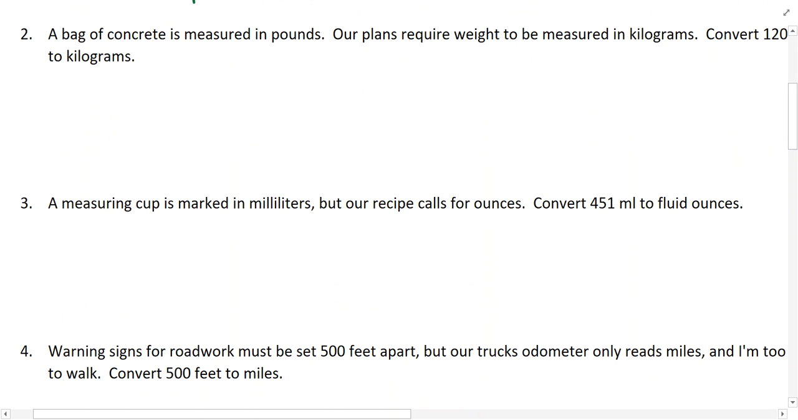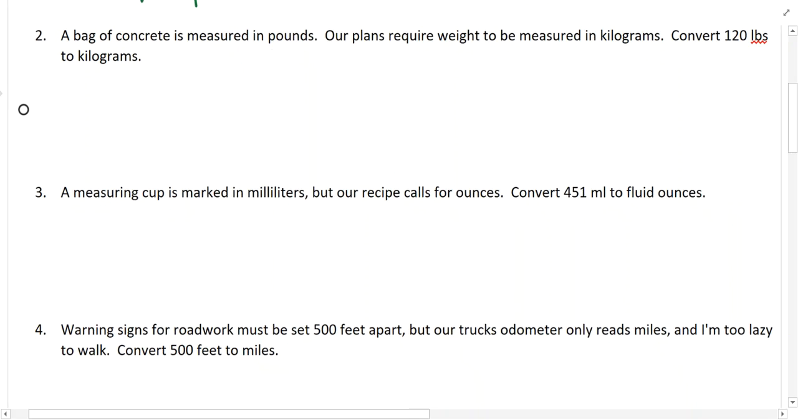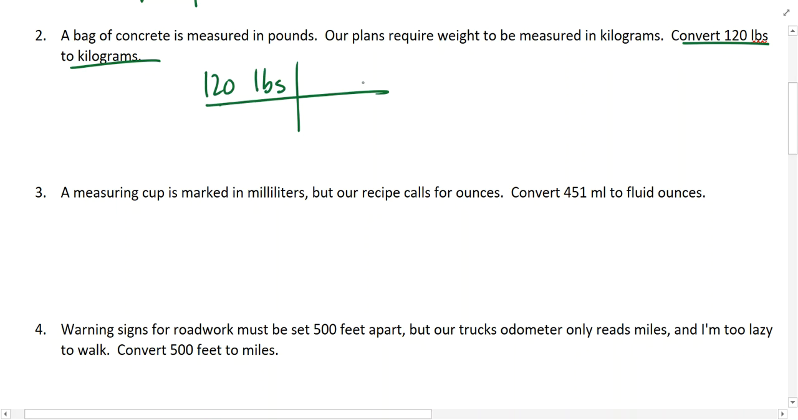In example number 2, a bag of concrete is measured in pounds, but our plans require the weight of the concrete to be measured in kilograms. So let's convert 120 pounds into kilograms. So again, I'm going to start with what I know, which is 120 pounds, and draw a T-chart around that. I'm going to write that as 120 pounds over 1, and I'd like to get pounds to cancel. And what I would really like to see is if there's a unit conversion that takes kilograms and pounds and relates them to one another.